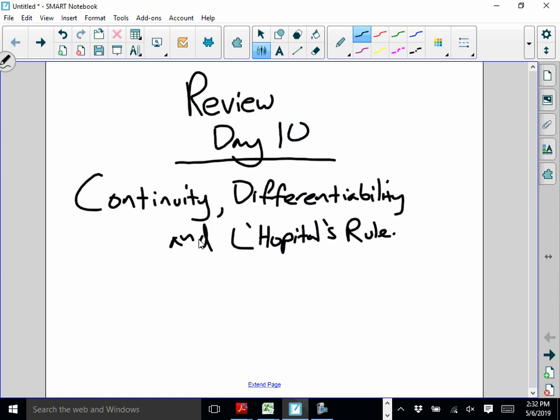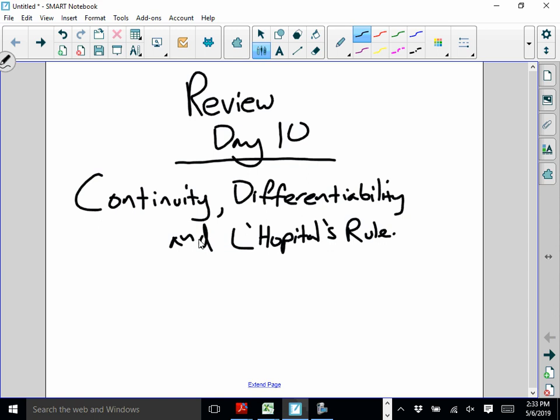Today we're talking about continuity, differentiability, and L'Hopital's rule. Continuity and differentiability we talked about very early on in the year. L'Hopital's rule we learned a little bit later on, how to evaluate limits as kind of a nice shortcut so we don't have to factor and things like that. So let's start with continuity.